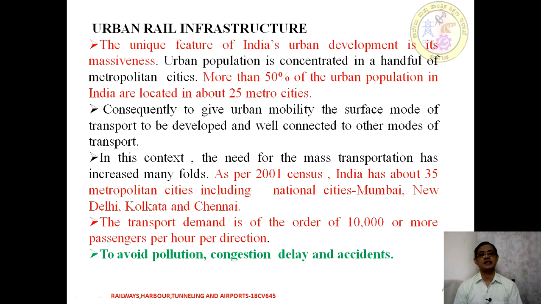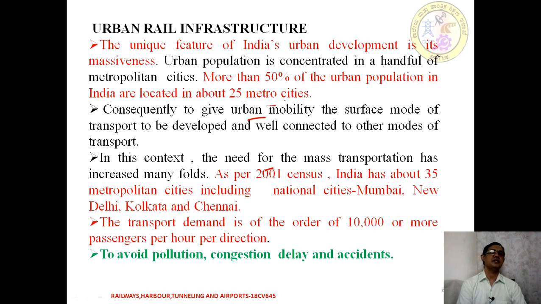Moving on to the next concept, called urban rail infrastructure. As we know, Indian urban development is massive. According to the statistics, urban population is concentrated in a handful of metropolitan cities. More than 50% of the urban population in India is located in only about 25 metro cities.